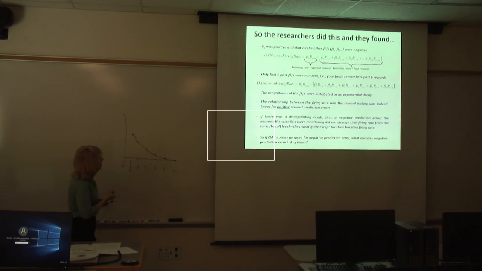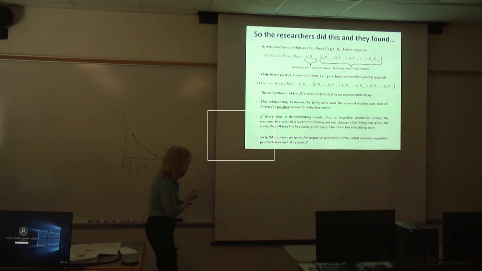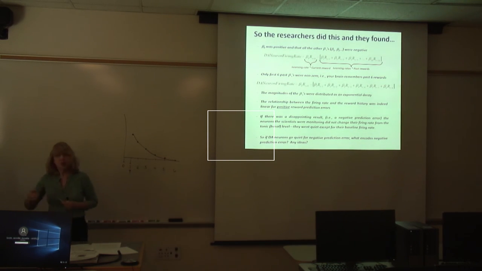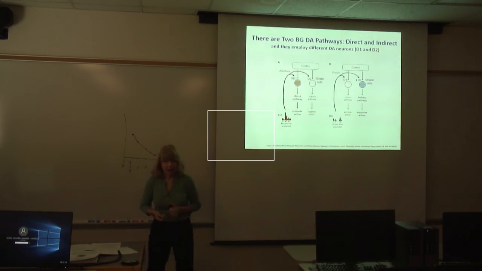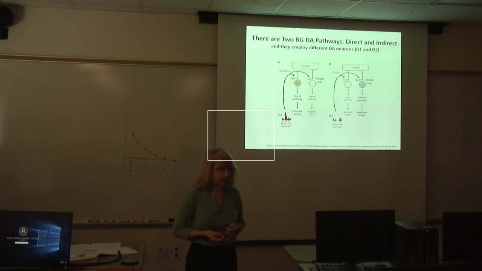And so if dopamine neurons go quiet for negative prediction error, what encodes negative prediction error? Well, possibly other dopamine neurons. It turns out there are actually 2 dopamine neuron pathways in the brain. One of them is called the direct pathway, and one is called the indirect pathway.